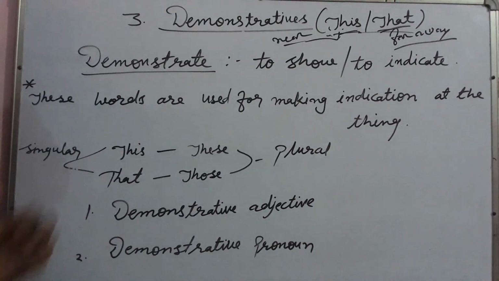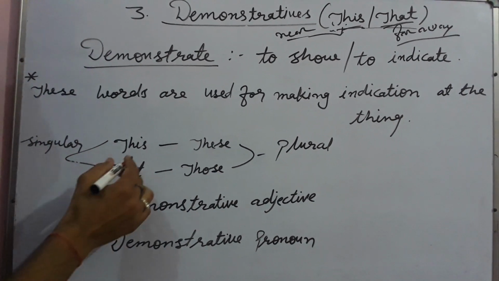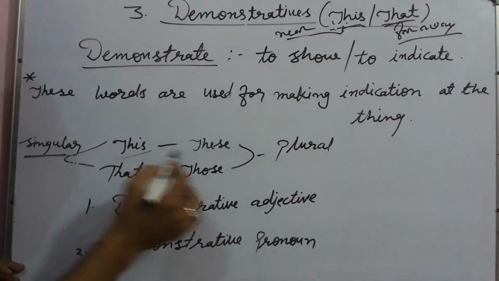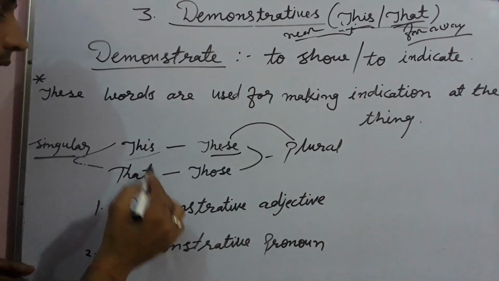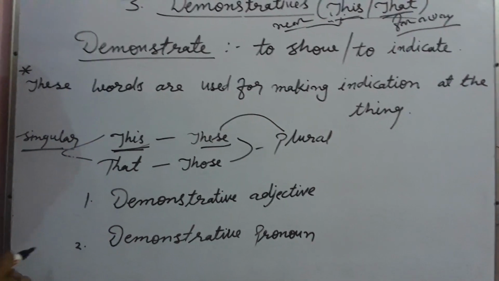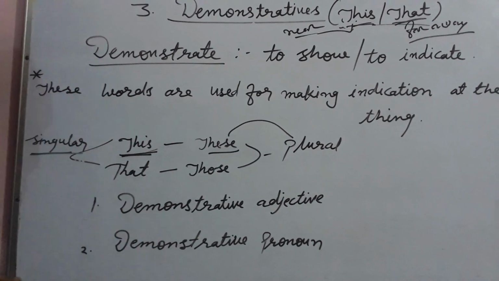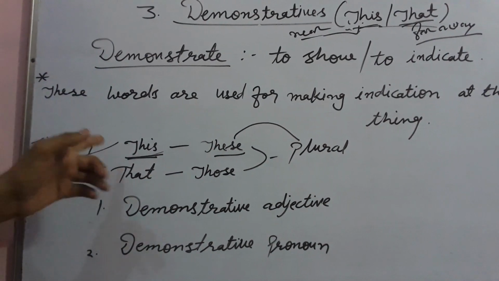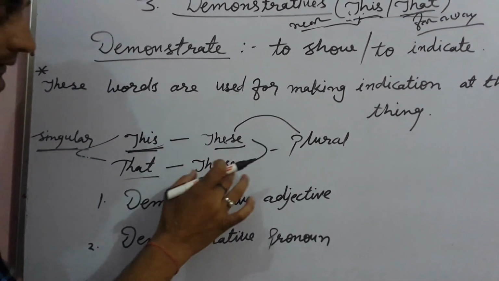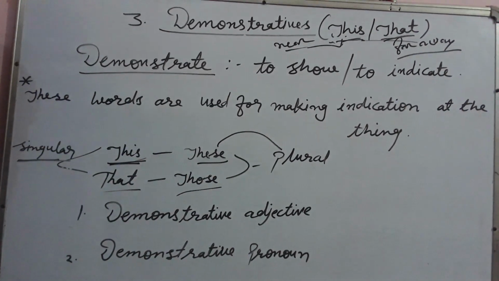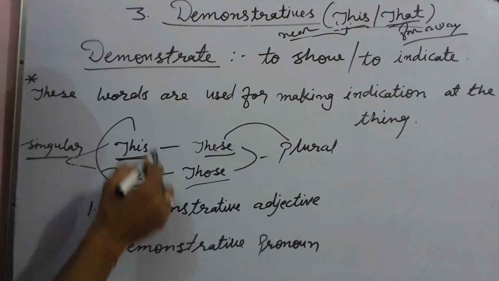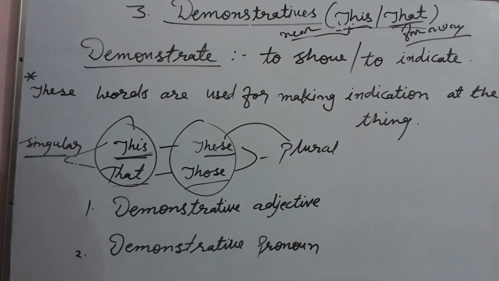So dear students, these words have two forms. This is the singular form, and these is the plural form of this. For near, we use this one. And the next, that is the singular form, and those is the plural form. So these two words have two forms, singular as well as plural form.